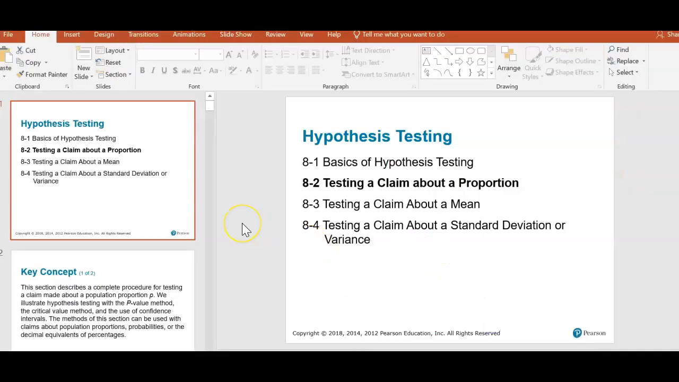Okay, we're here to talk about section 8.2, testing a claim about a proportion. Now, before you go through this section, I had started recording a video for 8.1, basics of hypothesis testing, but really it's just a decent amount of terms, and the calculating is in the future sections, 8.2 and 8.3 that we're going to cover, one this week and then one next week.